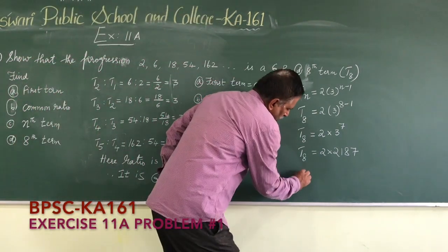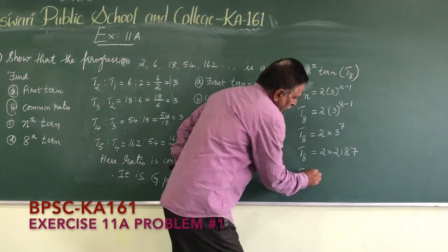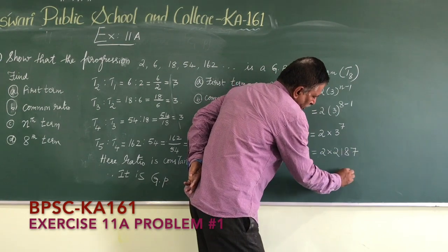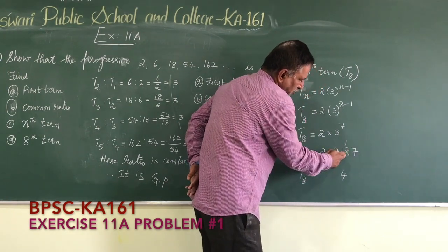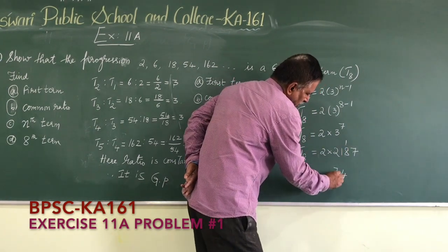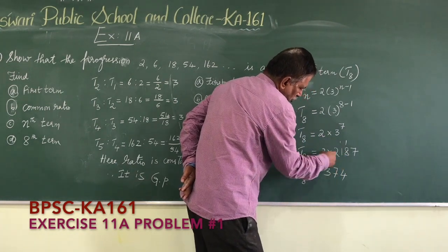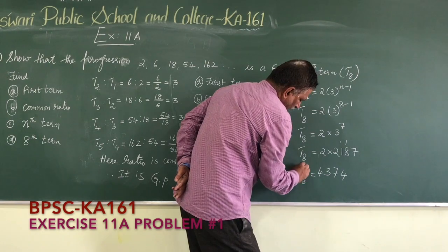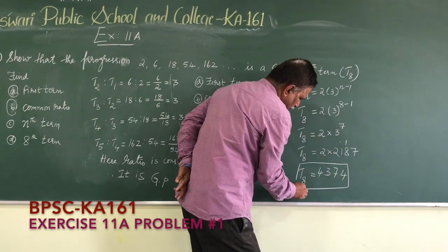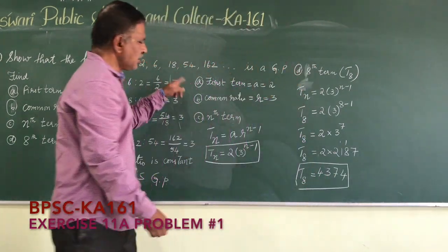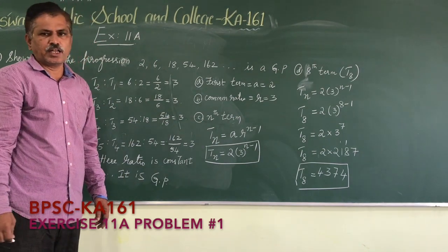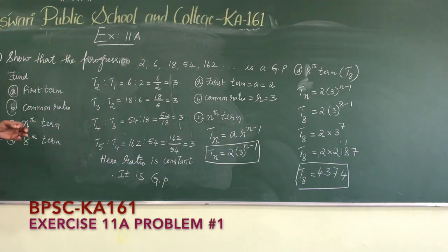So now T8 is equal to 2 times 2187. 2 sevens are 14, 1 carry; 2 eights are 16, 17; 2 ones are 2; 2 threes are 6. So the value of the 8th term in the given sequence will be 4374. Please note down, I'll explain again.